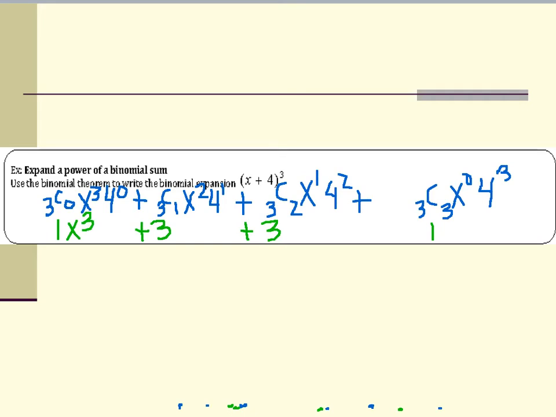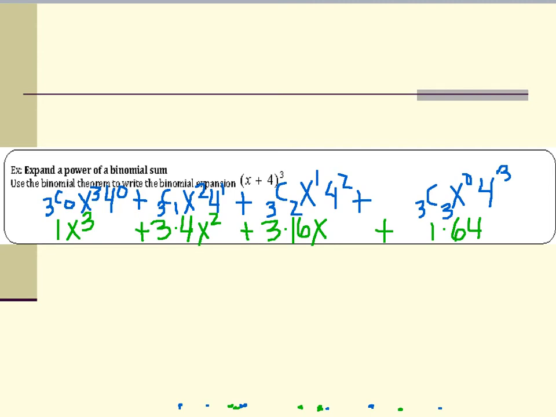The next one, x squared stays x squared. 4 to the first is just 4. So I'm going to have this times 4. Then I've got times x squared still. Okay, my next one, x to the first is just x. 4 squared is 16. So I've got times 16, and I've got times x. And then my last one here, x to the 0th, well, that's just 1, so I don't need to write that. 4 to the third power is 64. So now I got times 64 here, and I need my plus sign in the middle.